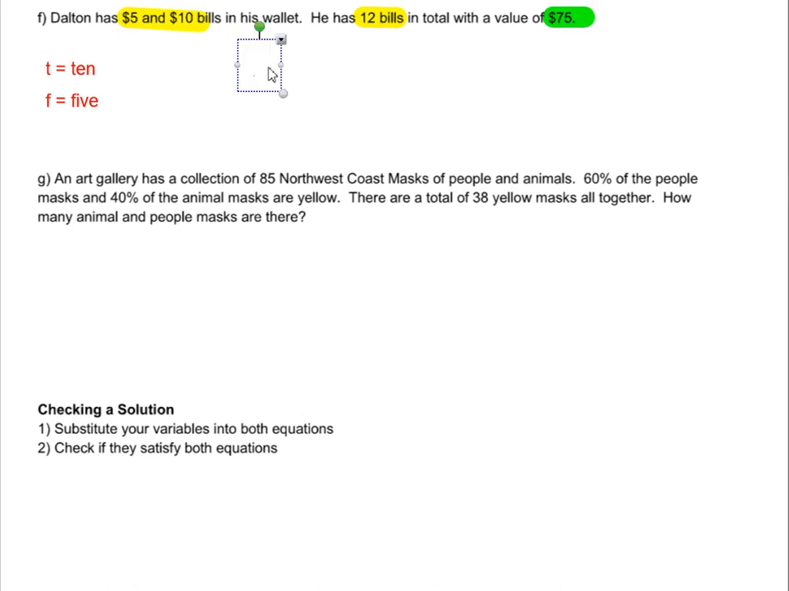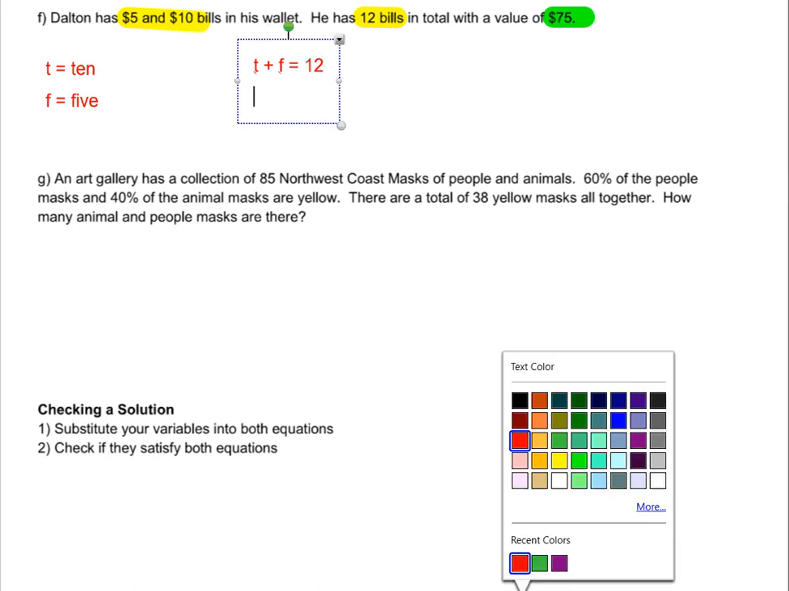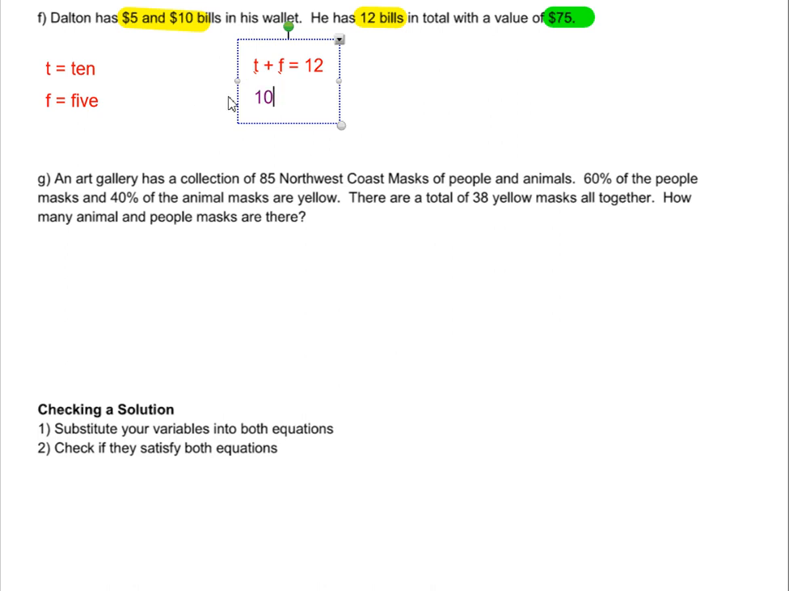So now I know that if I took the number of $10 bills, added the number of $5 bills to it, I would have 12 bills in total. I also know that if I was to take 10 times the $10 bills plus 5 times the $5 bills, I would get a total of $75.